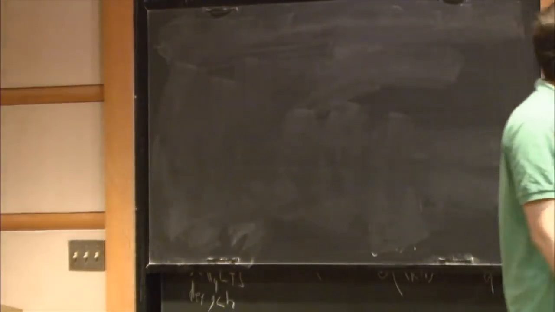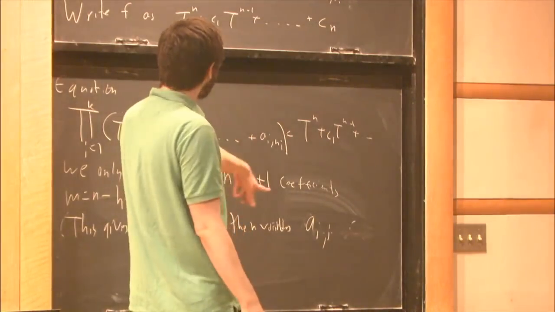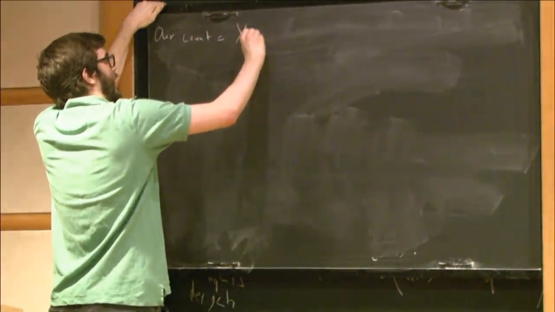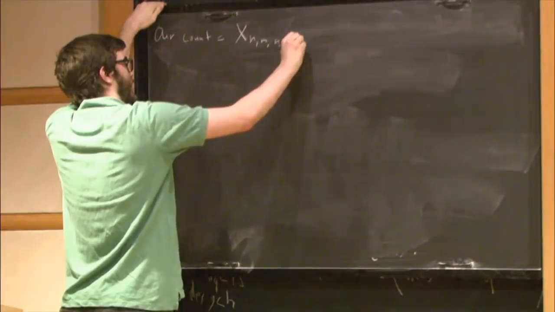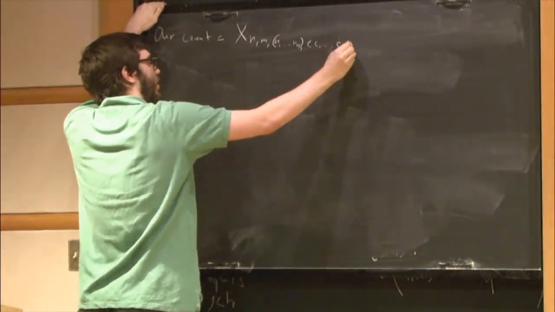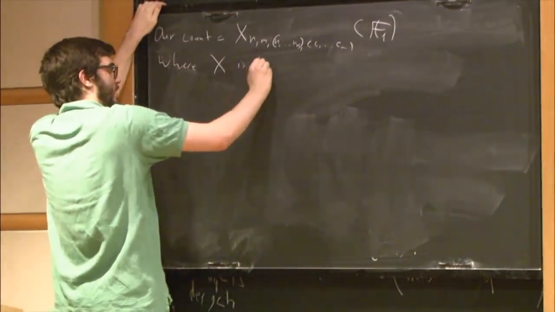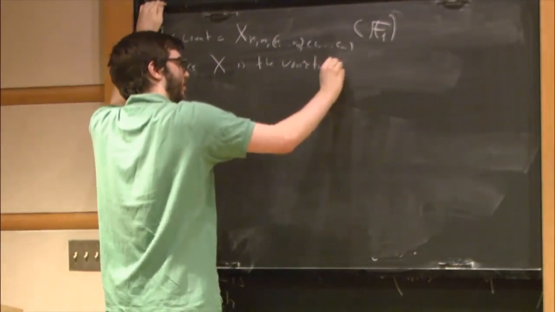So because we've expressed this problem as solutions to some equations in a finite field, we can view it also as counting Fq points of some variety or some scheme. So our count is equal to X of n, m, n1 through nk, c1 through cm of Fq, where X is the variety defined by these m equations.